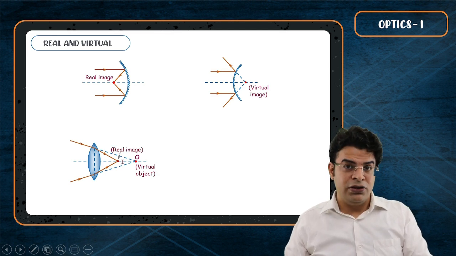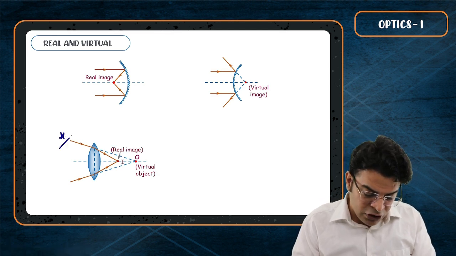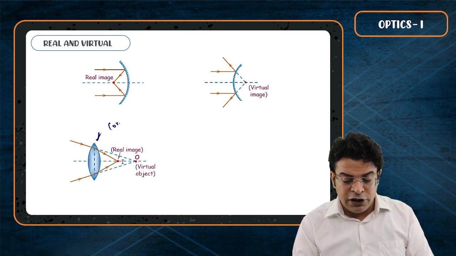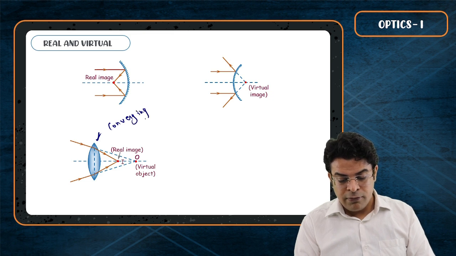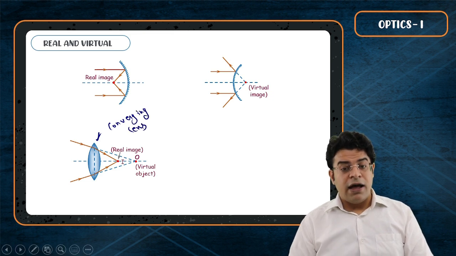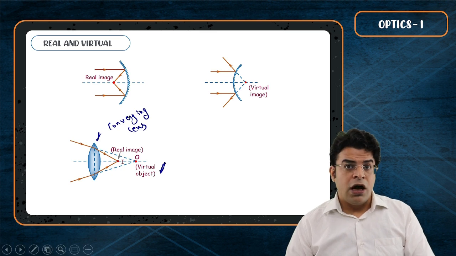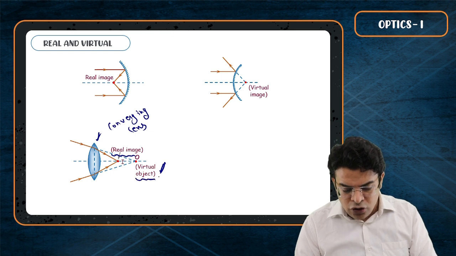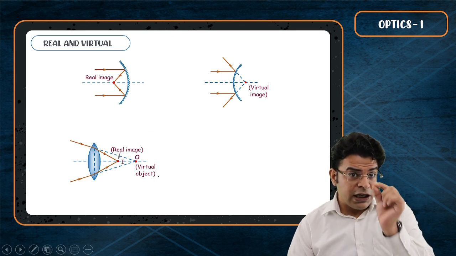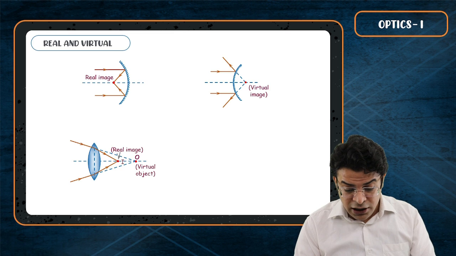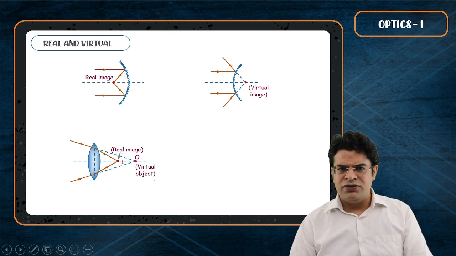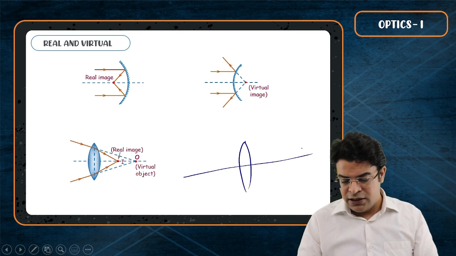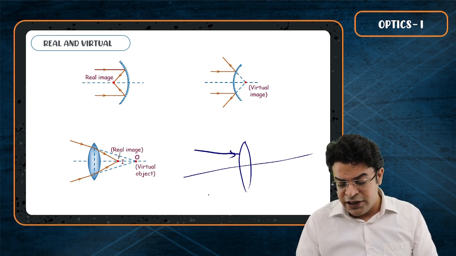Now I am going to tell you one important statement based on this particular concept. If you have a converging lens and a virtual object, a converging lens will always form a real image of a virtual object. Why are you saying so? If you have a virtual object, it means that the incident rays are converging in nature. Yes, sir.